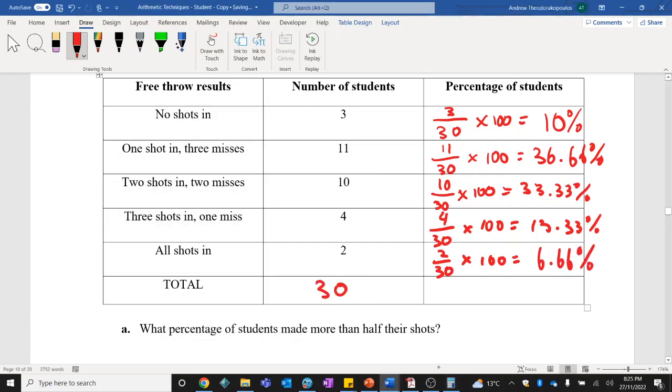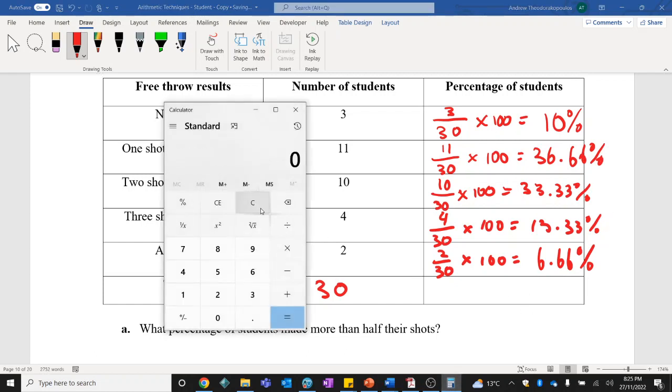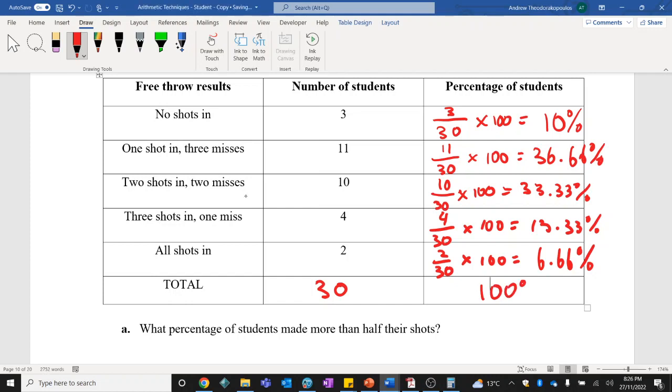6.66%. Now, a lot of my students just write 100% in here, but what I want you to do to make sure you got all your answers correct is just add them all up, just to see if you've done everything correctly. If you've done everything correctly, then you should get a number really close to 100. Okay, so that's good. Even though it's not exactly 100, we know with rounding errors that this will add up to 100%.